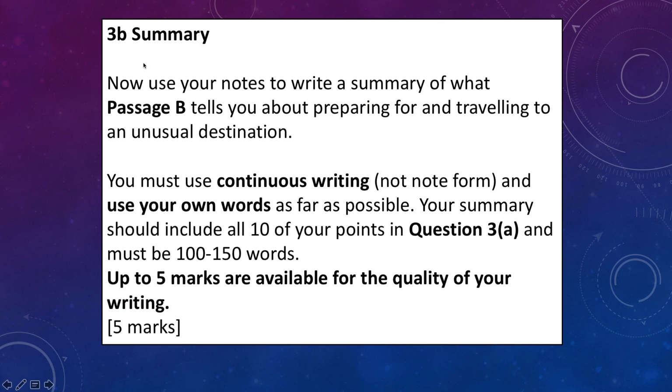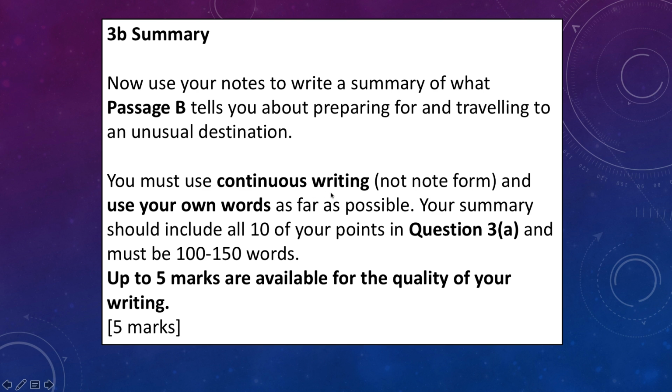Let's look at question 3B. Once you've got your 10 facts, you have to write a summary. Let me read the question to you. Now use your notes to write a summary of what passage B tells you about preparing for and travelling to an unusual destination. You must use continuous writing.